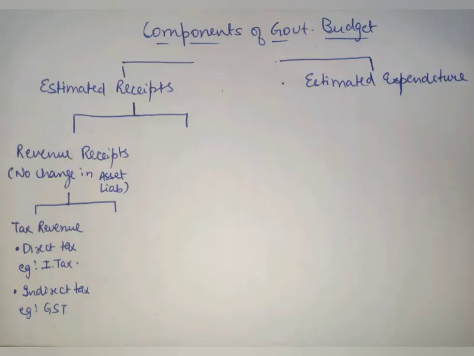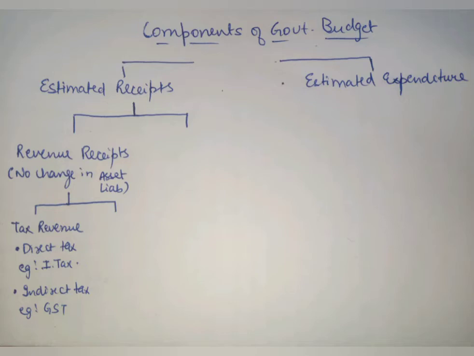Further, there are two sources of receipts from the revenue receipts. First being tax revenue. Tax revenue can be collected through direct taxes or indirect taxes. A difference between direct and indirect taxes needs to be known. A direct tax is one in which the person on whom the burden to pay the tax falls and the person who actually pays the tax are one and the same. For example, income tax.